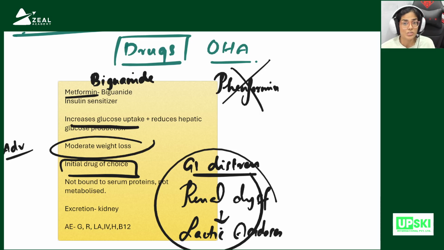What are the different complications of vitamin B12 deficiency? Anemia, megaloblastic anemia, vitamin B12 or folic acid deficiency, and also peripheral neuropathy. And peripheral neuropathy is also a complication of diabetes mellitus. Now, the next category of important drug is sulfonylureas.